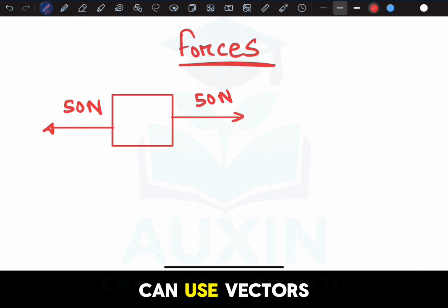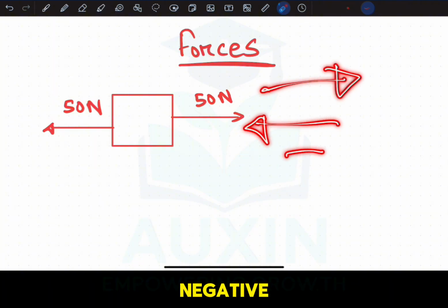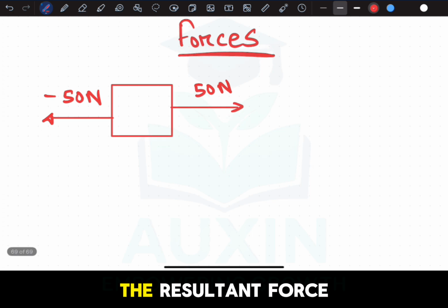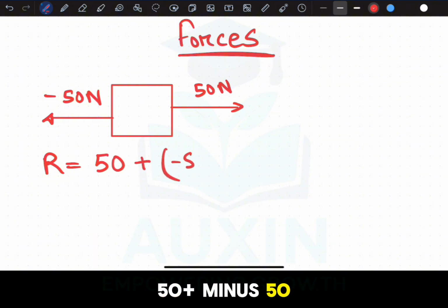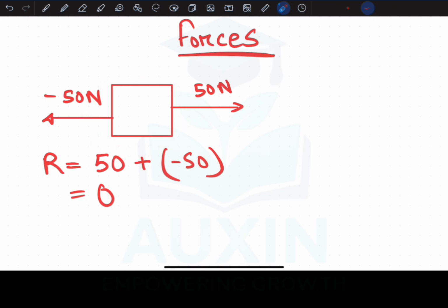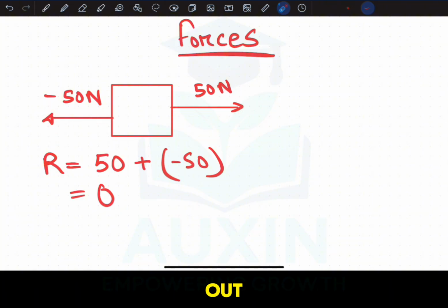As we can use vectors in here, we are taking the right side positive and the left side negative. So this will be minus 50. And if I have to find the resultant force, I will just add them up. 50 plus minus 50 gives us 0. So this means there is no resultant force acting on this box. So the box stays still because both of the forces are cancelling each other out.